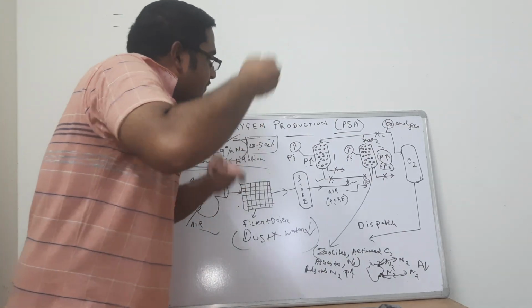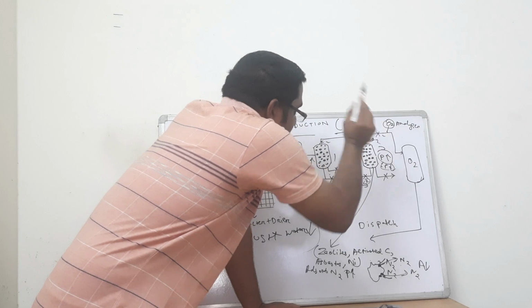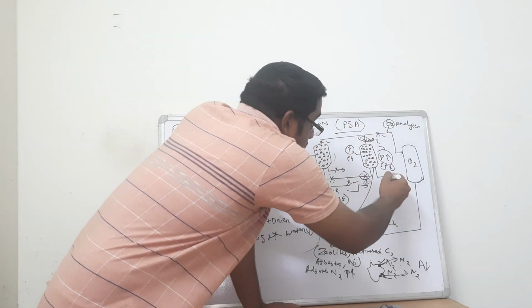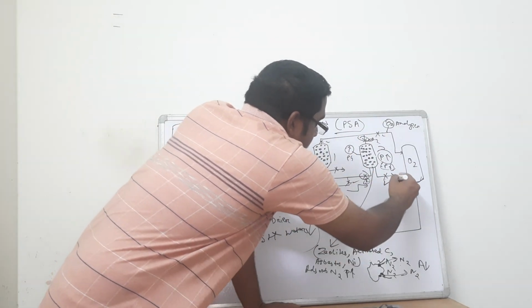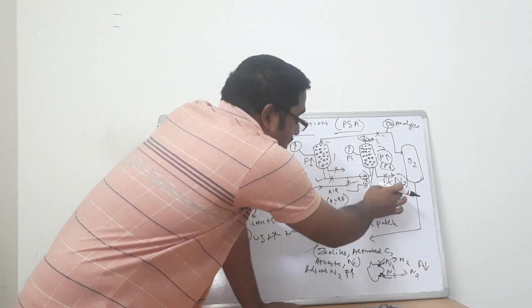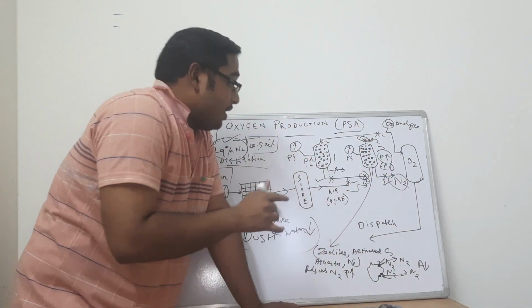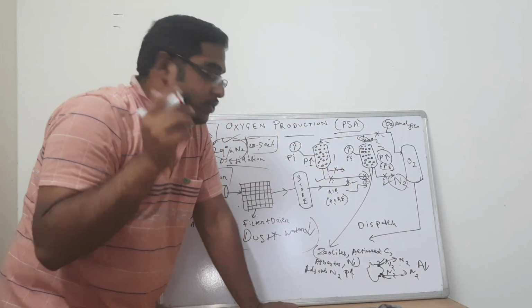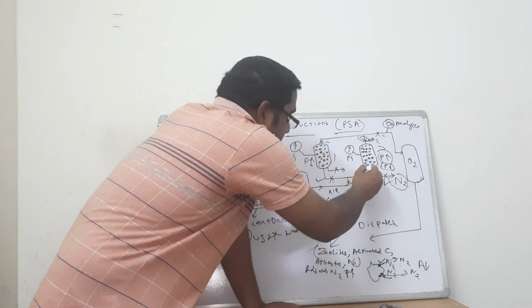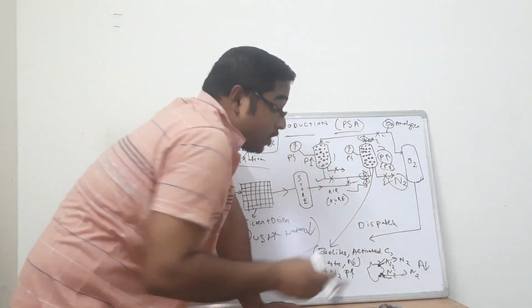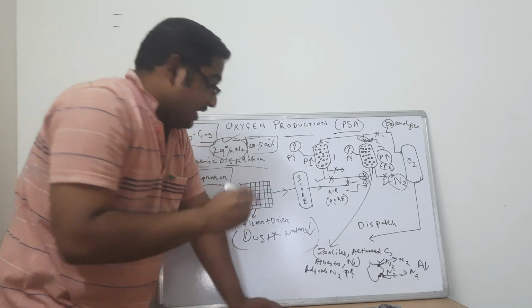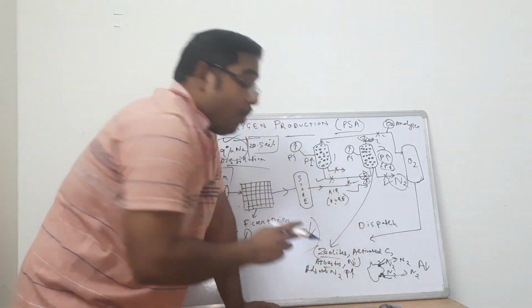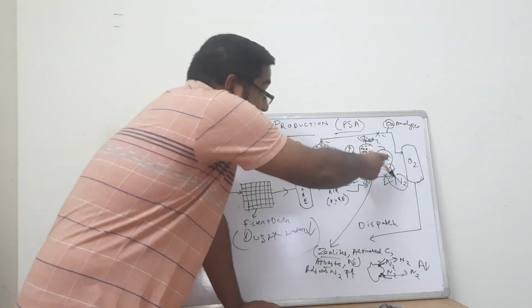Now where will it escape from, my friends? I have blocked this, it will escape from here, so I let this open. So nitrogen is purged out from here. And when this section is undergoing desorption, my friends, again we open this and we undergo adsorption in the regenerated zeolite bed that we have regenerated by desorption of nitrogen.